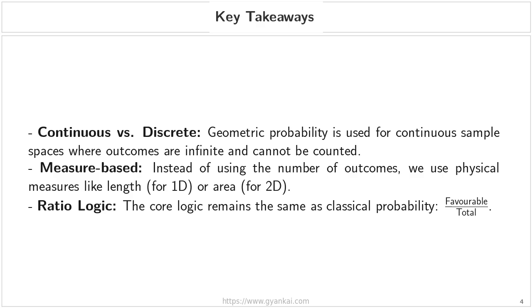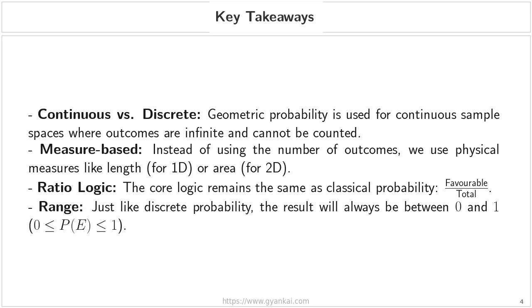Third, don't let the new method intimidate you, because the underlying ratio logic remains exactly the same as the classical probability you already know. The core principle is still the probability of an event equals the length or area of the favorable region divided by the total length or area of the entire region. It is still just favorable over total.